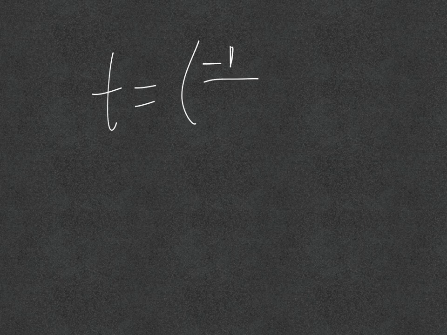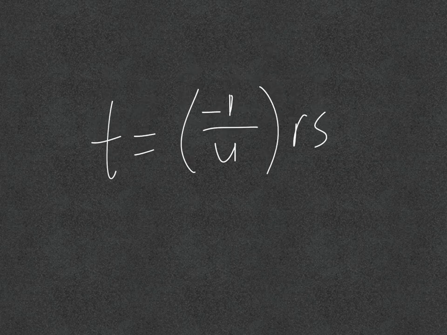So, the problem was t equals -1 divided by u times RS, okay? And it asked for you to solve for u, okay? So u is the variable we're solving for, okay? And so this is a difficult problem. It's different than anything we've looked at, and so let's take a look at it, okay?